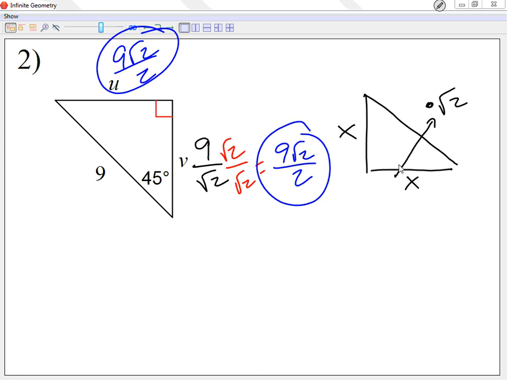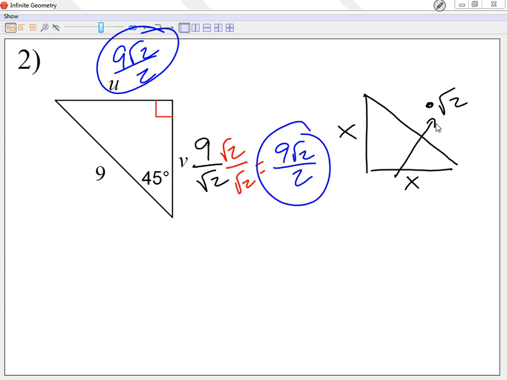So once again, the two sides are equal. To get to the hypotenuse, you multiply by radical 2. There you go. To get to a side, you divide by radical 2. All right. Any questions on the front?